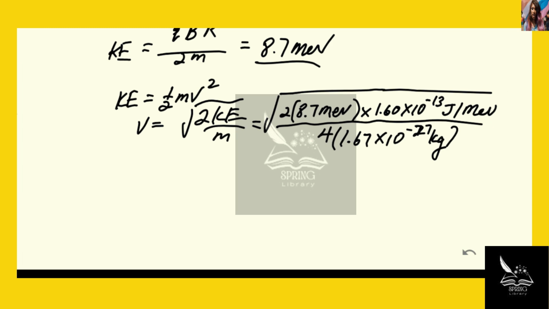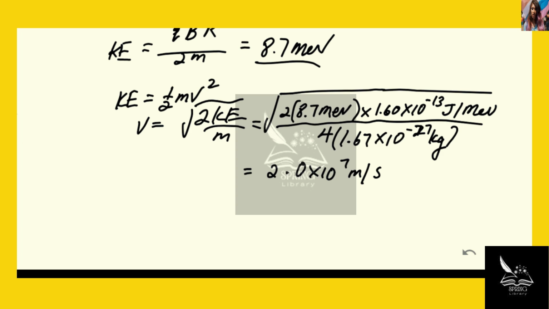Our answer should be 2.0 times 10 to the power 7 meters per second, which is less than 10%, sorry, of our speed of light. So it is a valid assumption. We can just use the non-relativistic version.